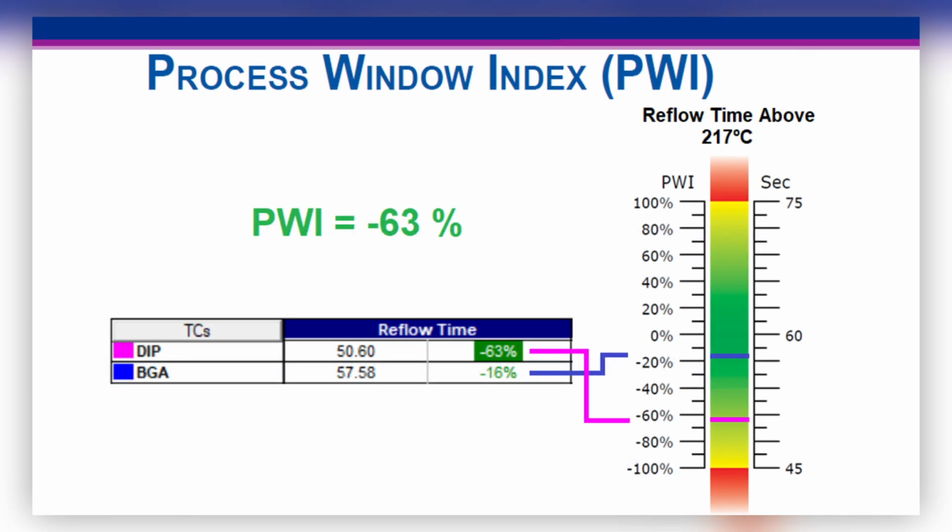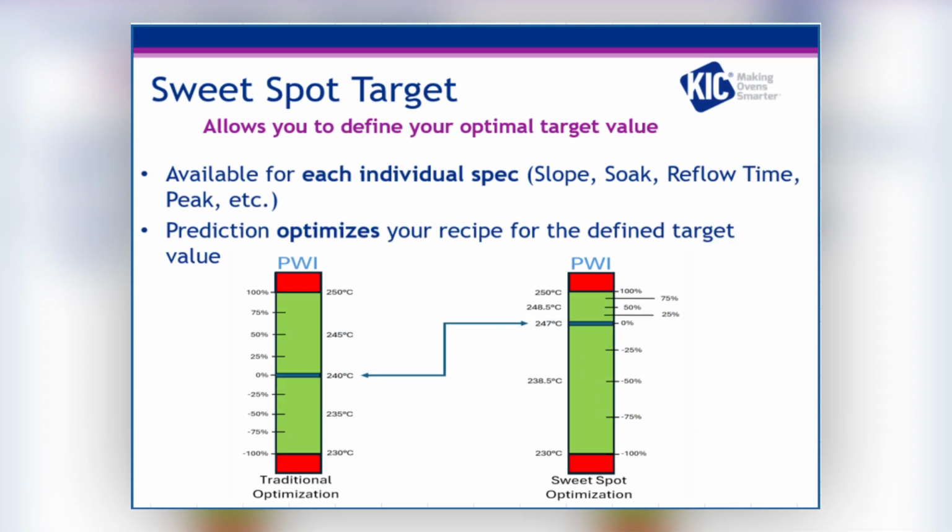When creating or editing a thermal process specification, an upper and lower limit is defined, with the target value typically set at the midpoint. The sweet spot target option allows you to manually set a target value that better reflects optimal performance, even if it's not the midpoint.